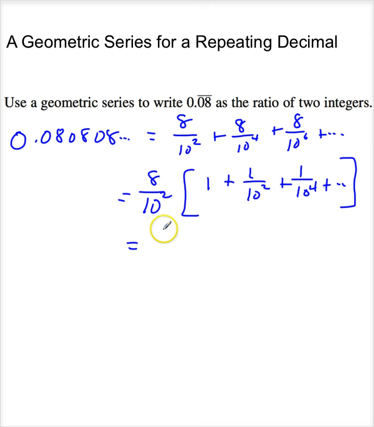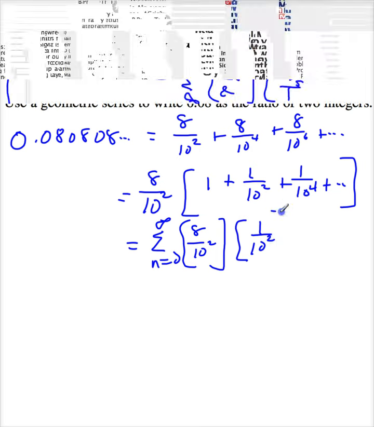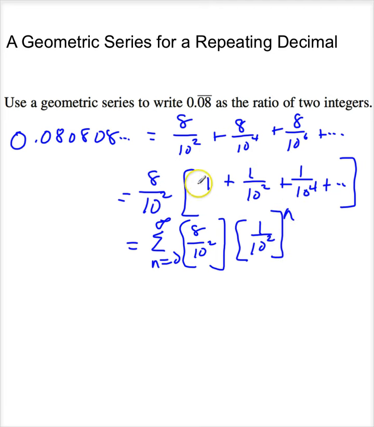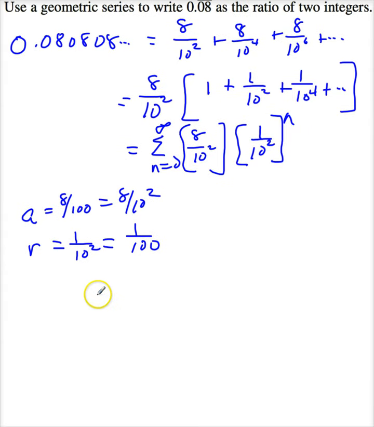Okay, so this is equal to the sum as n goes from 0 to infinity of 8 divided by 10 squared, that's going to be my a, times what? 1 over 10 squared to the nth power. So when n is 0, this is 1. Okay, yes, that checks out. So in this case, I have a is 8 divided by 100, or 8 over 10 squared. I don't care which method you use. And r is 1 over 10 squared, or 1 over 100. Again, I don't care which one you use.